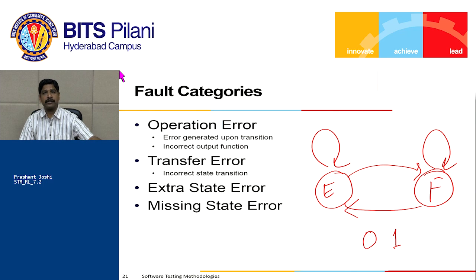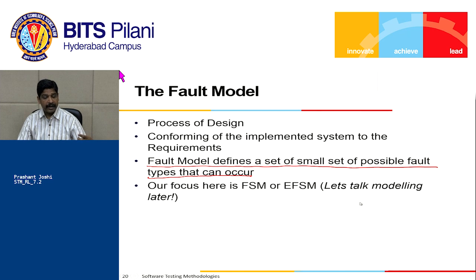However, these 4 errors which we spoke of, these 4 categories will definitely exist. And this becomes part of the fault modeling, where we can look at what are the probabilities, what faults can really come in. And these are a small set of possibilities where these fault types can occur.